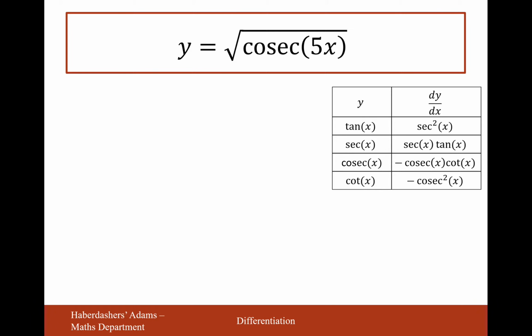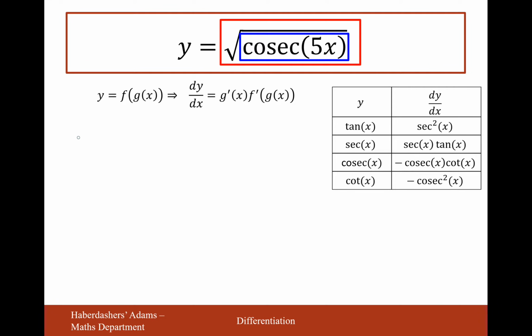Y equals the square root of cosec 5x. Well, in this case, again, it's the chain rule. Inside function being cosec 5x, outside function being the square root. So let's get started on this derivative. Inside function cosec 5x, cosec differentiates to that. The 5 moves to the front as a scale factor, so it's cosec 5x cot 5x.